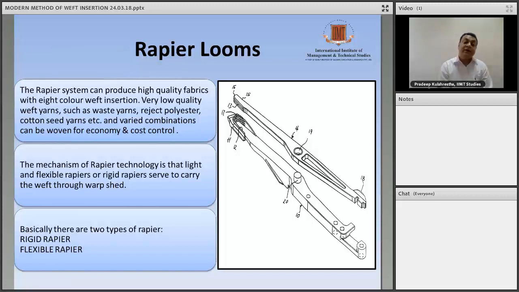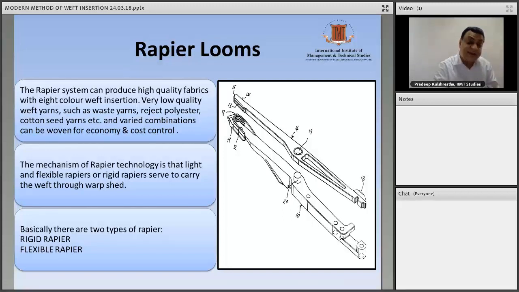For strong or heavy fabrics like technical textiles, there are two big rods in which this rapier goes, and these are rigid rapier machines, which can take high moment to the weft insertion system.